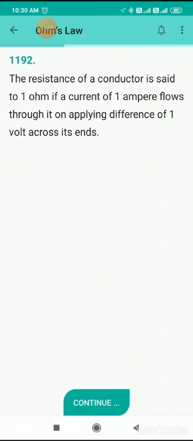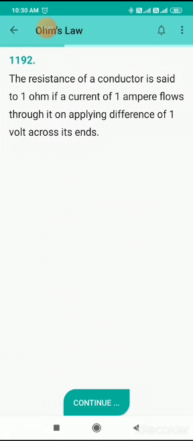Suppose it may be asked what is Ohm's law and what is its SI unit, or sometimes it may be asked to state the SI unit of resistance. It means you must tell the SI unit and define it. The SI unit of resistance is ohm. Now we want to define 1 ohm. 1 ohm equals 1 volt upon 1 ampere.